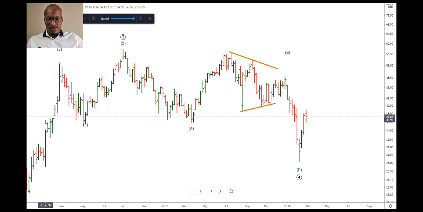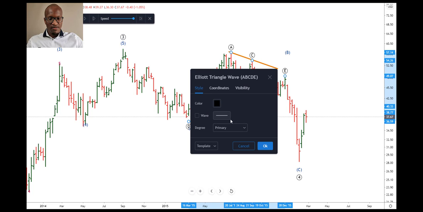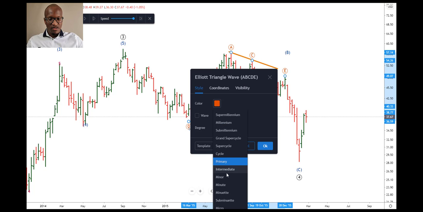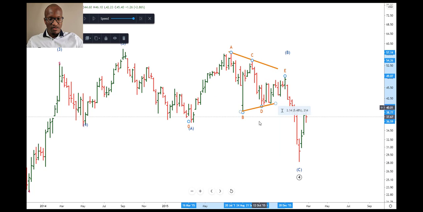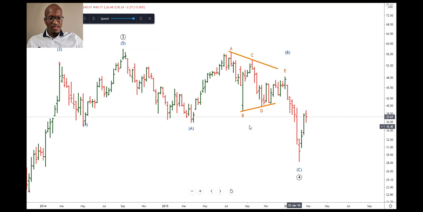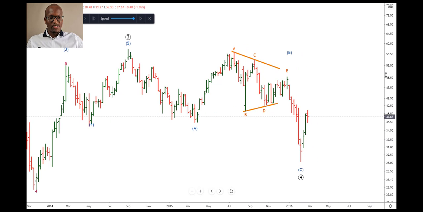And this triangle then is A, B, C, D, E. Make that dark orange, and it'll be minor. So we have our triangle there. So this is a zigzag with what looks like a leading diagonal, A wave, a triangle, B wave, and a very strong, sharp impulse, C wave. So that's how we look at this correction here.